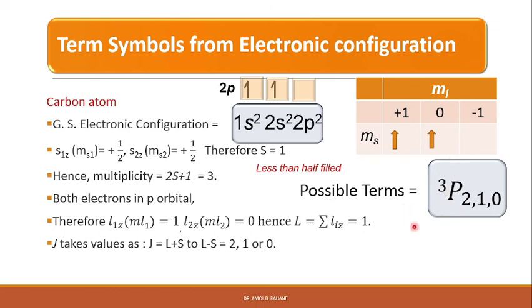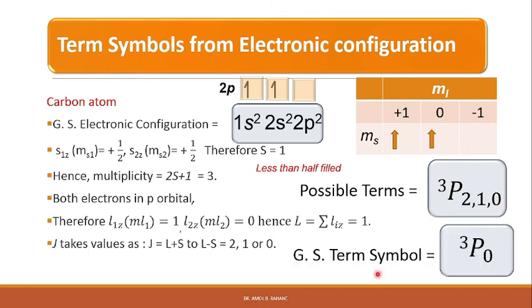Therefore the ground state term symbol for carbon is triplet P0. In the case of carbon atom, the P state is less than half filled, hence the ground state is the state with lowest J value, that is 3P0. That is rule number 4.